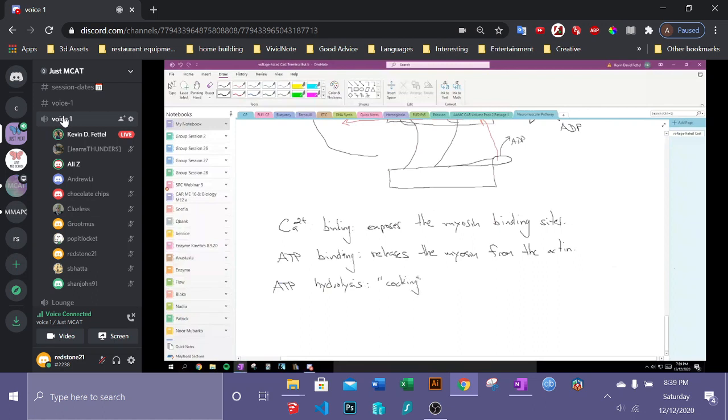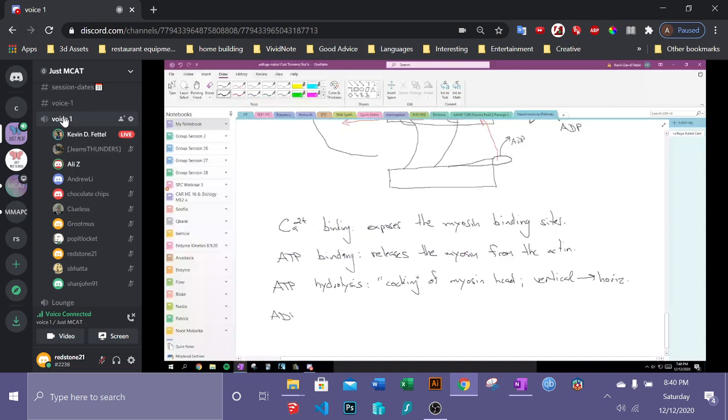You basically have the ADP binding with the heads and kind of pulling it backwards. Yeah, so it's cocking the myosin head, and we get it from that vertical position to horizontal. Perfect. And then, since I had you up here, what does the ADP hydrolysis do?